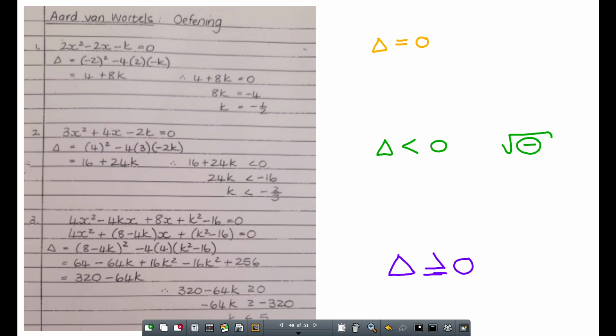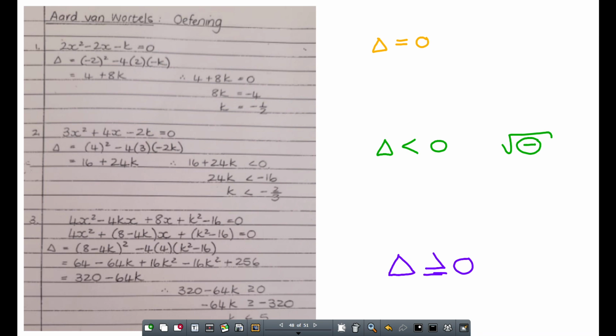Nou, ons het by die vorige oefening gesê, before we can get delta, always make sure that your equation is in standard form. Nou jy sal sien dat daai is nie in standaard vorm nie. So ons moet hom eers gou gaan verander. Die 4x kwadraat bly net so, né? Dan gaan kombineer ek die minus 4kx en die 8x.